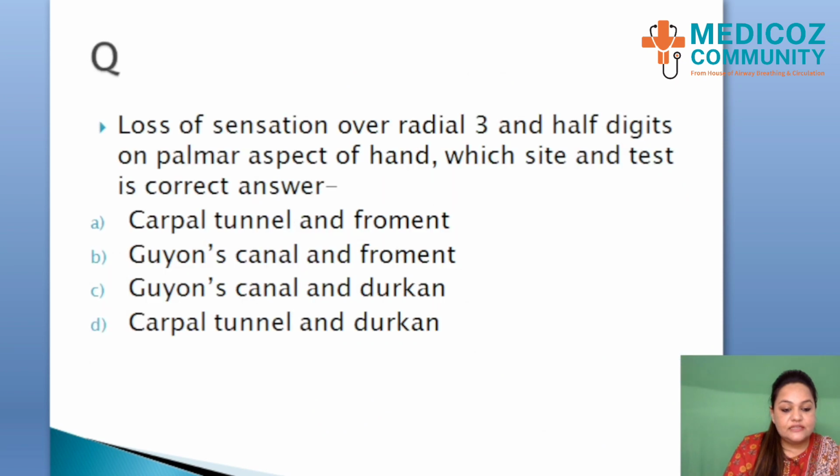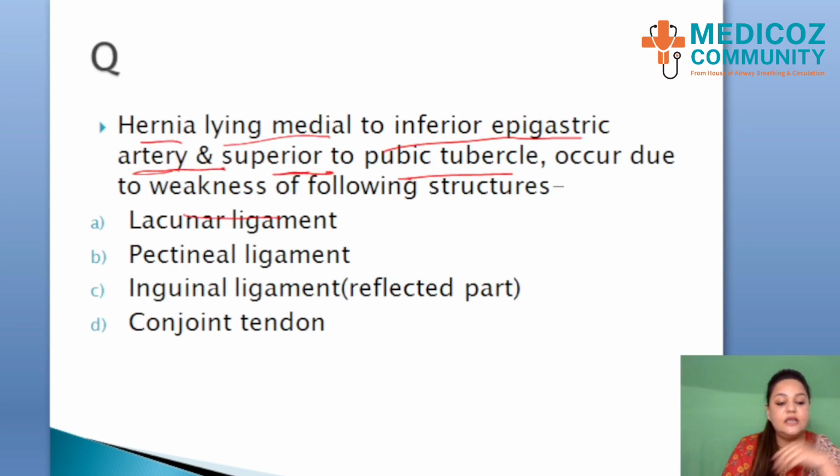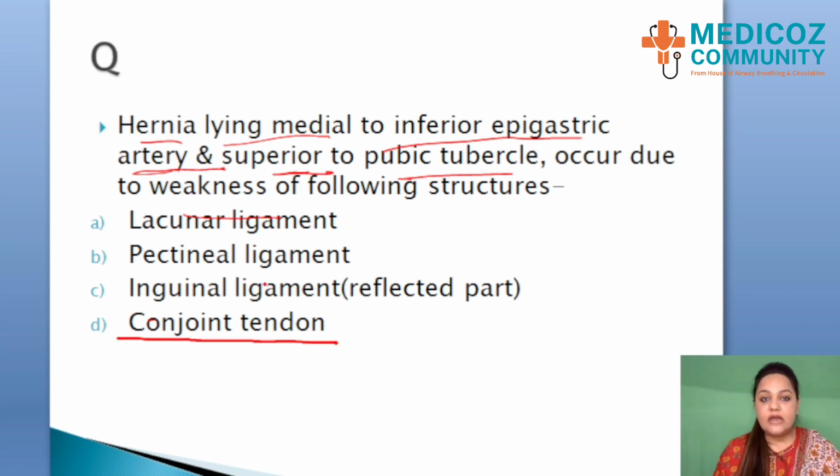So now we will see the options for this question. We have the options of the lacunar ligament, pectineal ligament, inguinal ligament, reflected part of inguinal ligament, and conjoint tendon. As the conjoint tendon forms the posterior wall of this inguinal canal, weakness of this conjoint tendon will lead to the direct hernia here, and this is the answer for this question.